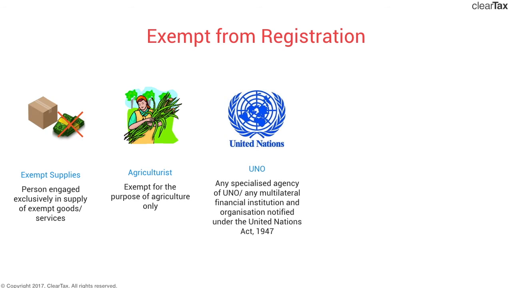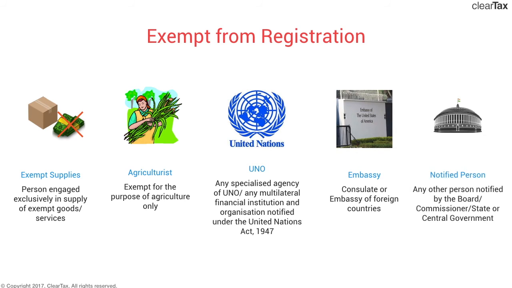The third category, UNO. Any specialized agency of UNO like the UNICEF, UNESCO, or any multilateral financial institutions and organizations which are notified under the United Nations Act of 1947. This part is also pretty logical. Every nation has a liability, has a duty to simplify all the tasks that the United Nations undertake. That's the support we offer to the UNO, and therefore they are exempt from registration.